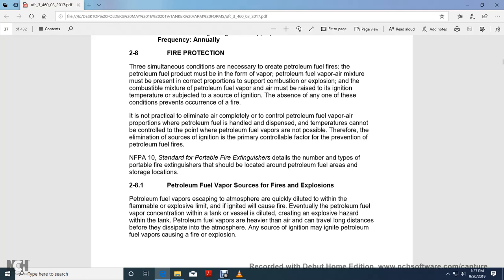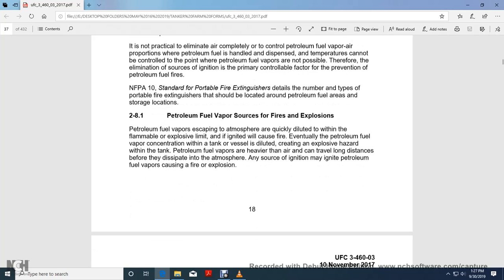It is not practical to completely control petroleum fuel vapor or the air portion when petroleum fuel is handled. Dispensing temperature cannot be controlled to the point that petroleum fuel vapors are not present. Therefore, elimination of sources of ignition is the primary controllable factor for the prevention of petroleum fuel fires. The National Fire Protection Association 10 standard for portable fire extinguishers details the number and type of portable fire extinguishers that should be located around petroleum fuel areas and storage locations.